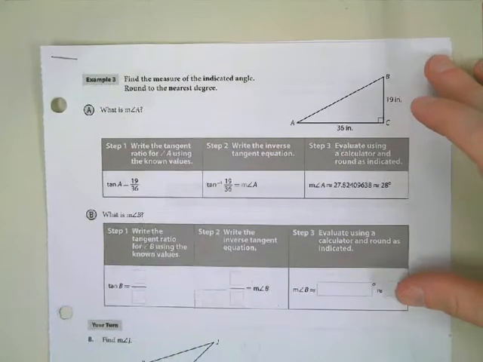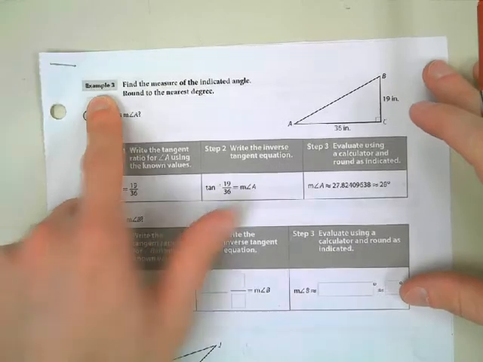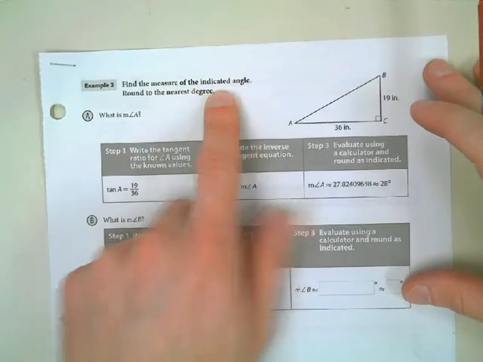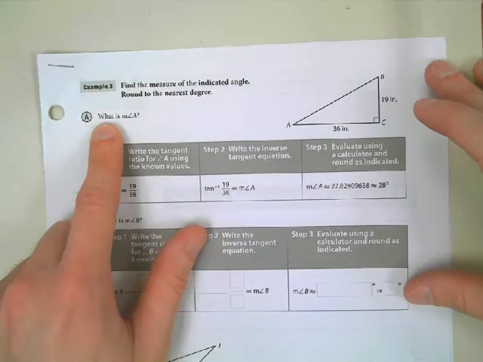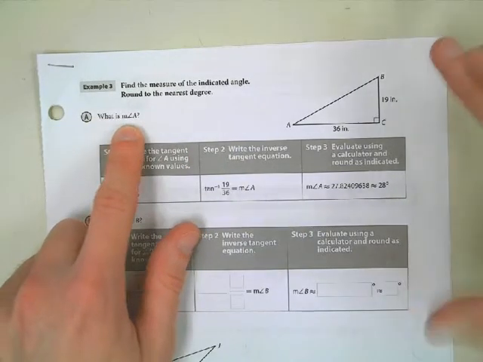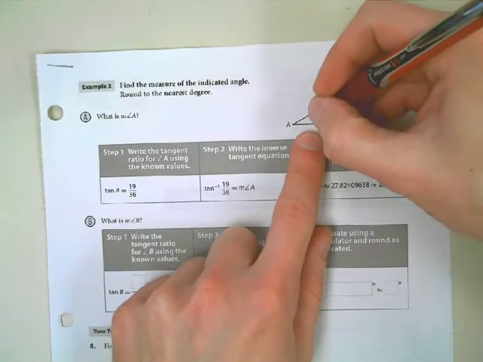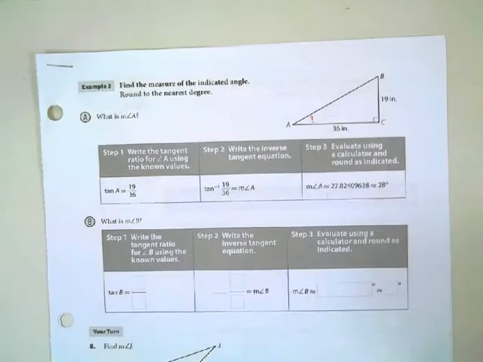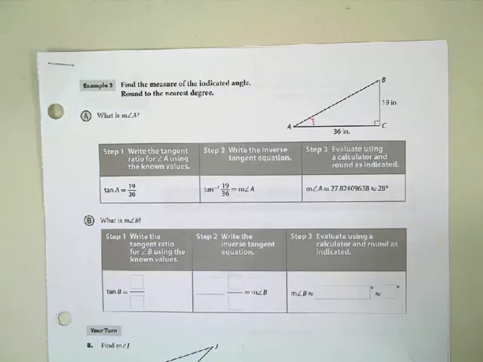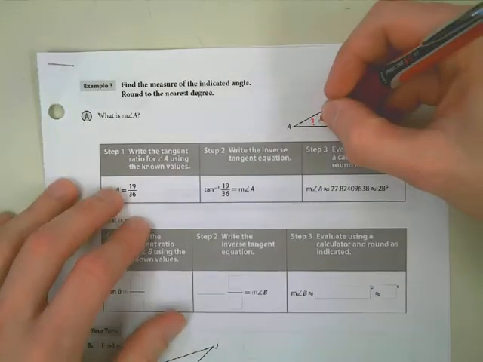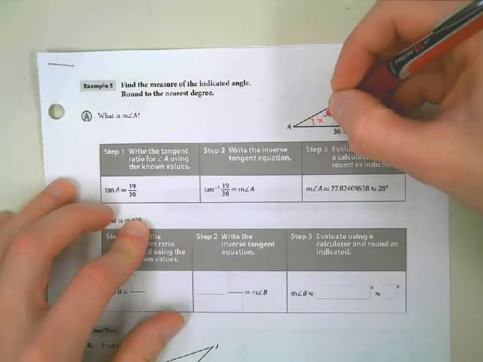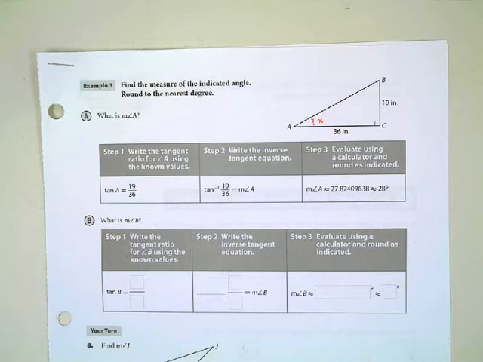And so if we look here real quick, example 3 asks us to find the measure of the indicated angle, round to the nearest degree. So part A says, what is the measure of angle A? So here's the angle we're trying to find. We want to know what is the measure of angle A there. All right? Well, if we're trying to solve for angle A, that means our angle A is going to be like the x. We don't know what it is, so I'll call it x.